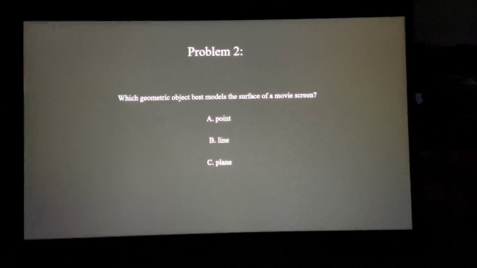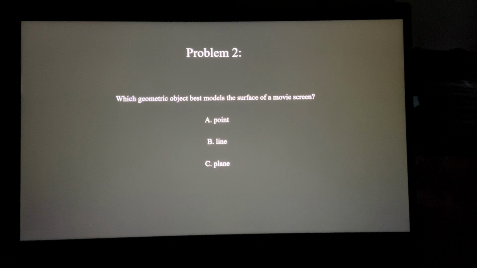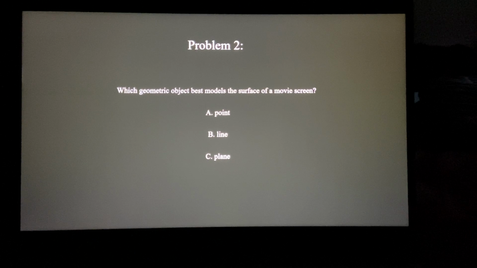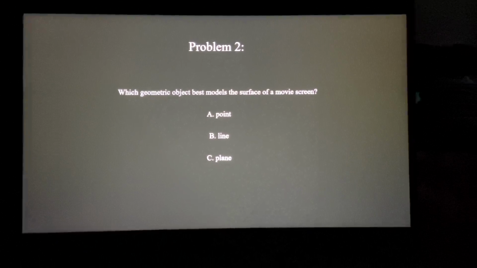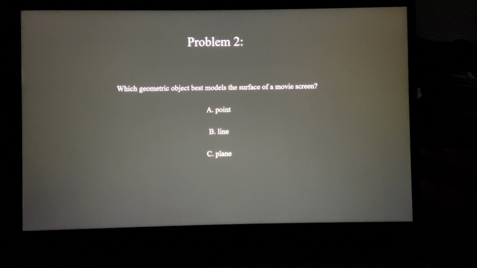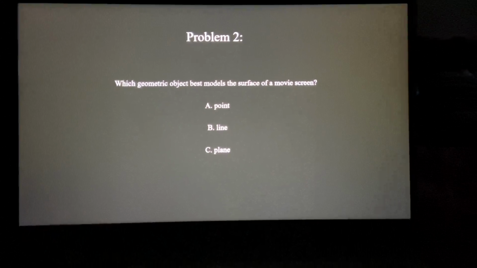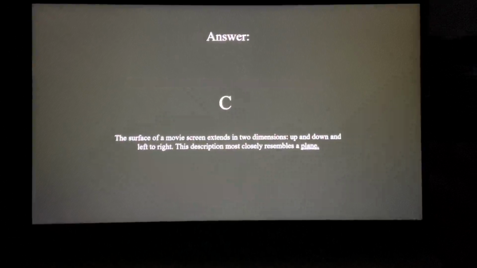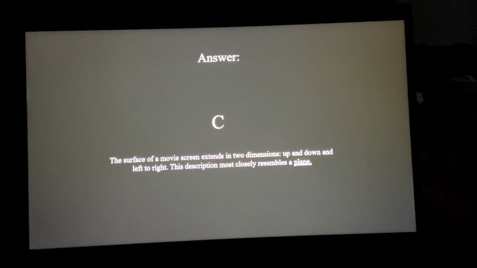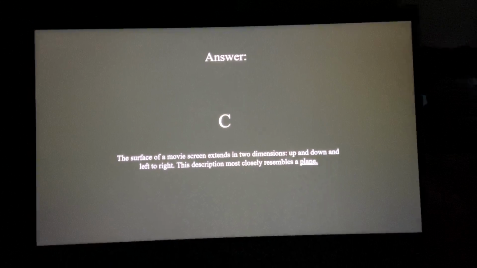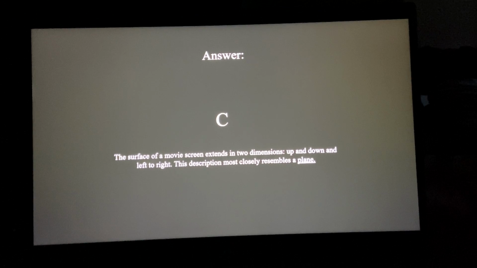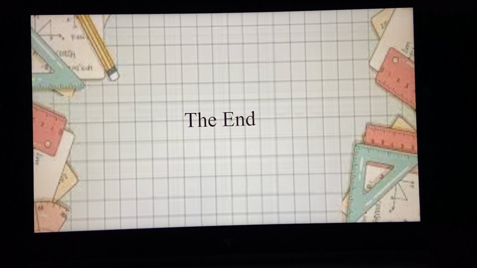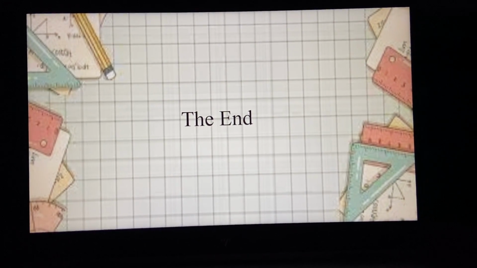The next question is, which geometric object best models the surface of a movie screen? So remember what I said earlier about the planes, how 2-dimensional lines create a plane. So a movie screen, TV, they have 2-dimensional lines, so the answer would be C, a plane. The surface of a movie screen extends in 2 dimensions, up and down and left to right, which best resembles a plane. So that is all for today, but I hope you guys enjoyed the lesson on points, lines, and planes.